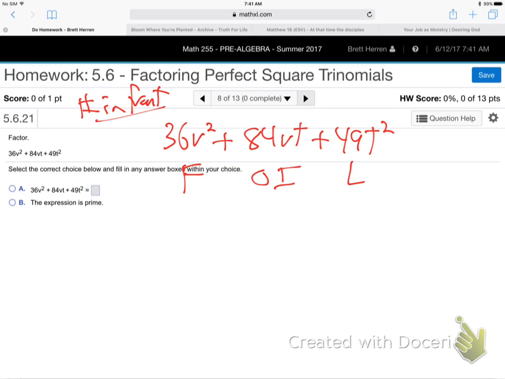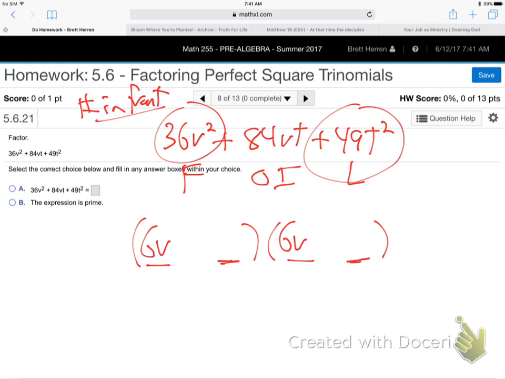So try that one. So two parentheses. And front times front to make front. What times what makes 36? So again, use your calculator if you're rusty on some of these old times tables. It's going to be 6V, 6V. Will multiply to be 36V squared. So far, so good. And then last times last to make 49T squared. What times what makes 49T squared? 7T, 7T.